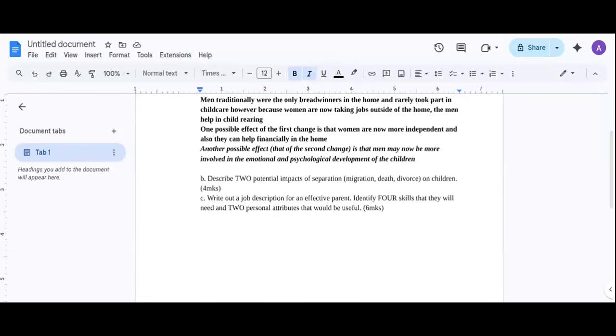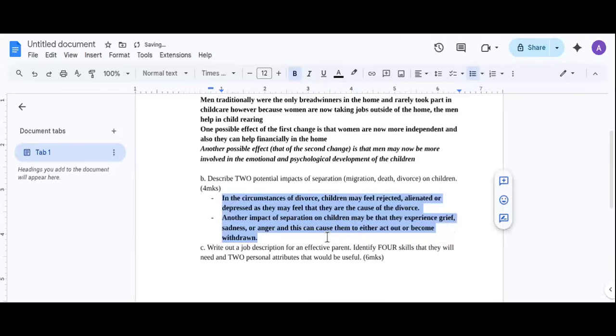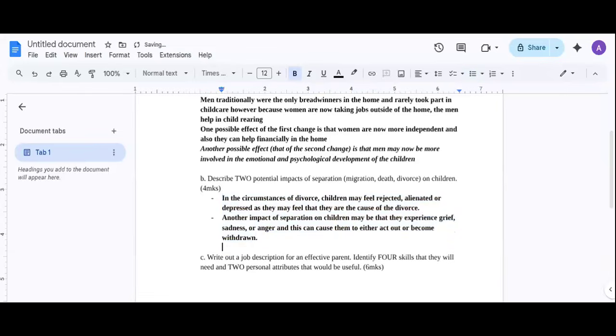And a second impact, and this could be for either one of those, migration, death, or divorce: the children may experience grief or sadness or even anger, and this will cause them to either act out or become withdrawn. So let's put the answers there. So those are two possible responses to two potential impacts of separation, either migration, death, or divorce.